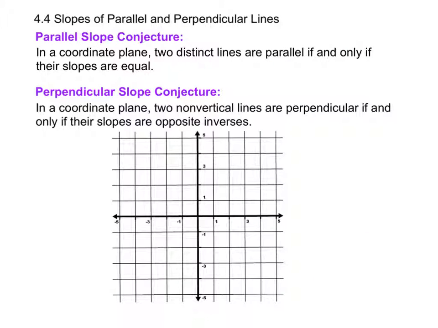So now 4.4, we're going to have some conjectures about parallel and perpendicular lines. The parallel slope conjecture states that in a coordinate plane, two distinct lines are parallel if and only if their slopes are equal. So in this graph, say we have a line here and a line down here.